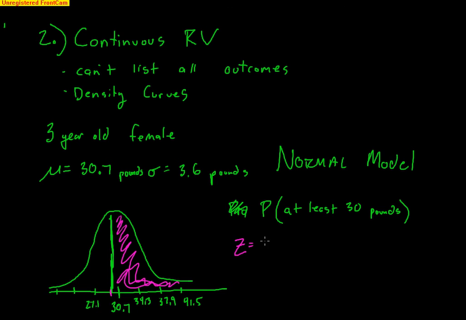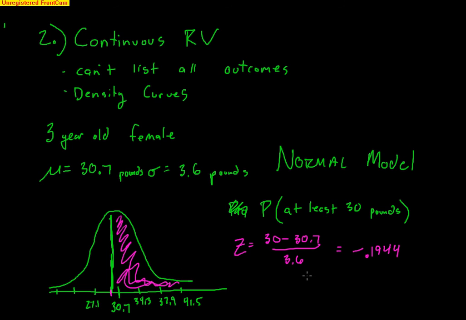To find the z-score, I'm going to take 30 pounds minus the average of 30.7, divided by the standard deviation of 3.6. And when I do that, you could do this along with me. It's pretty easy. I get negative 0.1944. So her z-score here is negative 0.1944. And that makes sense. It's just a little bit below the mean, not even a full standard deviation below.